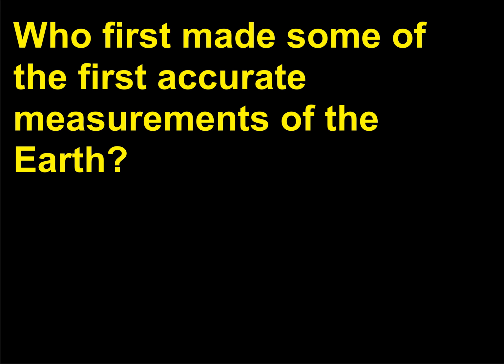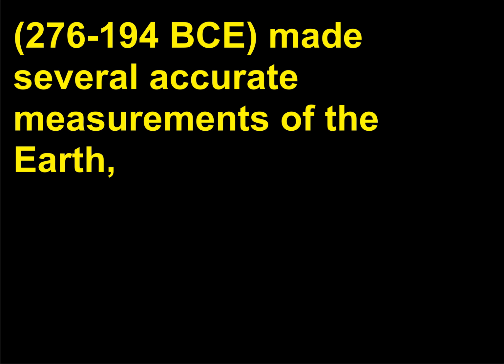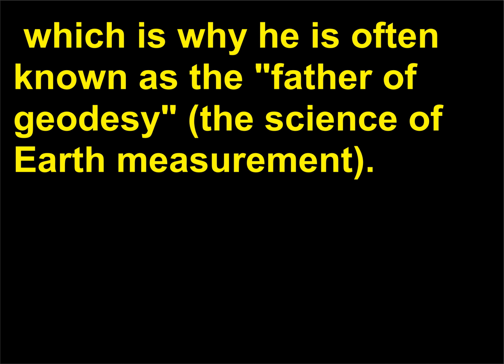Who first made some of the first accurate measurements of the Earth? Hellenic geographer, librarian, and astronomer Eratosthenes of Cyrene, 276 to 194 BCE, made several accurate measurements of the Earth, which is why he is often known as the father of geodesy, the science of Earth measurement.